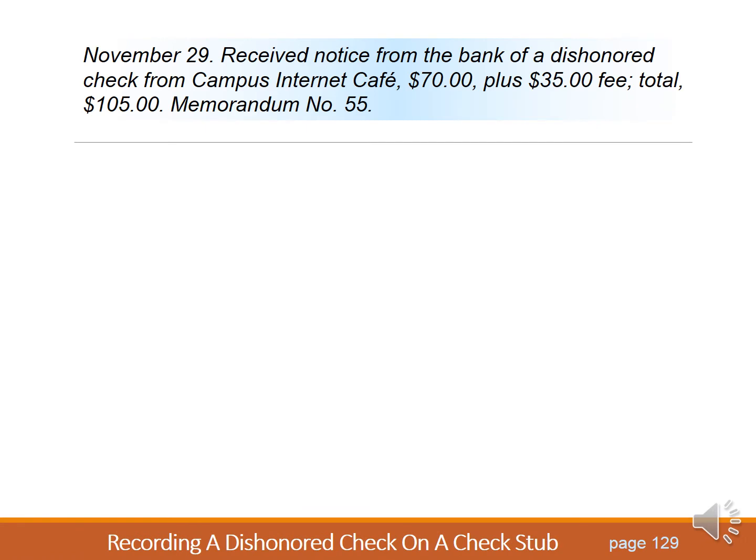Recording a dishonored check on a check stub. We just received notice of a dishonored check that we got from Campus Internet Cafe. When we originally received payment from Campus Internet Cafe, we had debited cash for $70 and credited accounts receivable Campus Internet Cafe for $70. Now that they have dishonored their payment, we need to take the $70 out of the checkbook.